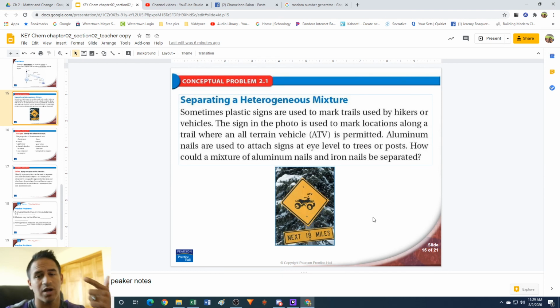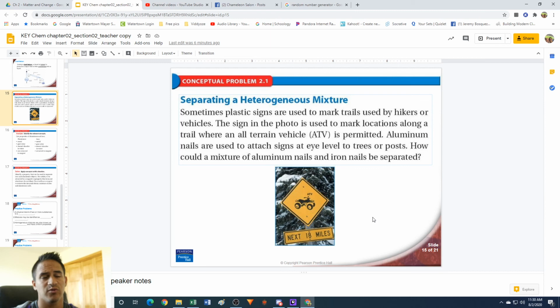Particle size, probably also not going to be good. The nails are probably the same length and the same size, so that one won't work. Density, we could try using density. I'm sure iron is probably more dense than aluminum, so you could determine the density of each nail individually and know, oh, that's an iron nail because that one's more dense. That's an aluminum nail because that one's less dense. Now that would take quite a while, so it might not be the best way to do it, but it is at least one way to do it.